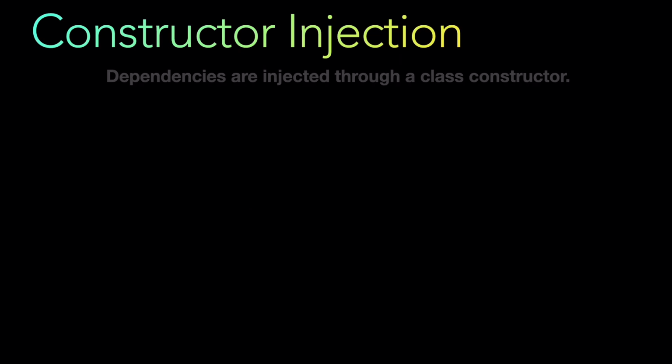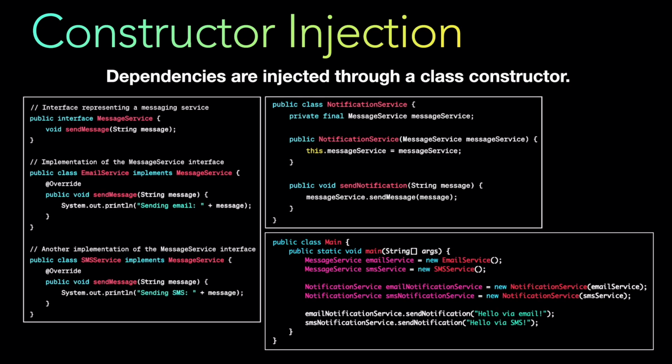What is constructor injection? Dependencies are injected through a class constructor. Simple. Let's take an example and I'm going to show the code. Primarily, on the left there is a message interface which represents a messaging service. Below that we have two concrete implementations of the message service interface. One is the email service, one is the SMS service. They are implementing the send message method.